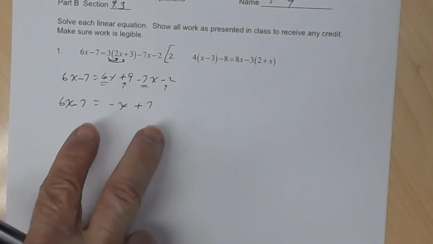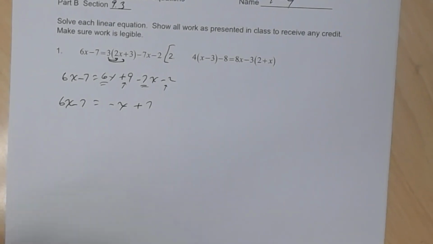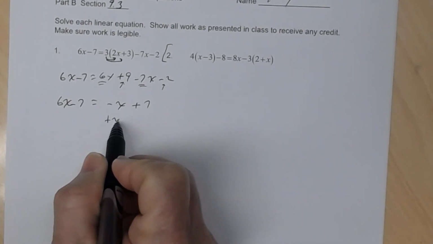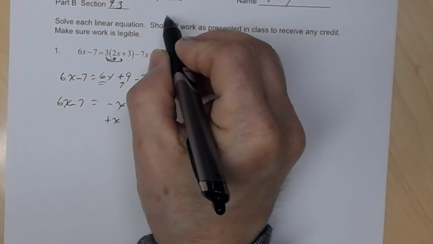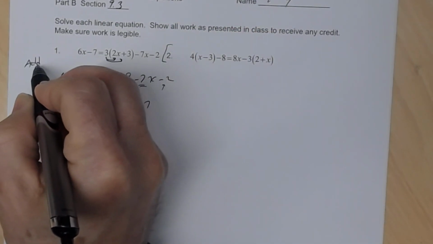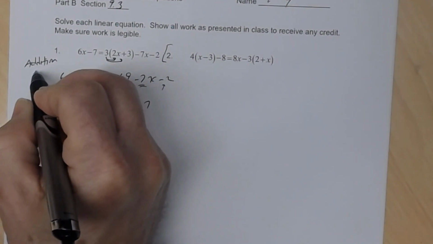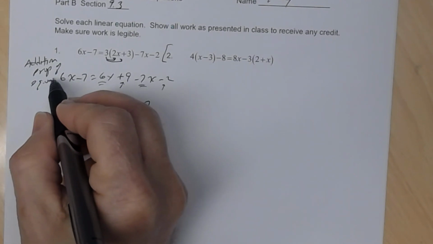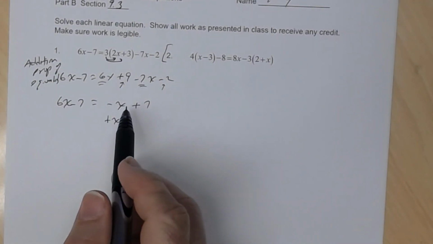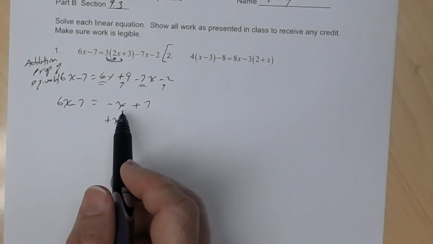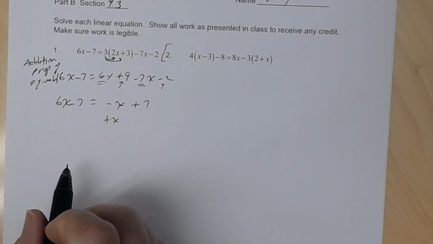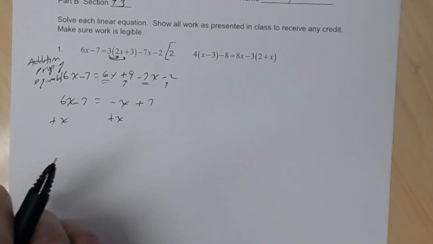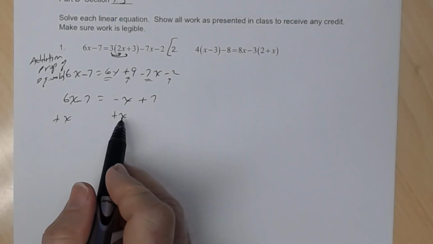All right, now the next step is to bring all the variables to one side, constants to the other. So this is a negative x. I'm going to go ahead and add x to both sides. So again, I'm using the addition property of equality. In all of these, you're going to be using the addition property of equality. Remember, it says that if you add a term on one side, you have to add it to the other side as well. So if I'm adding x to this side, I've got to add x to the other side. What I do to one side, I do to the other.